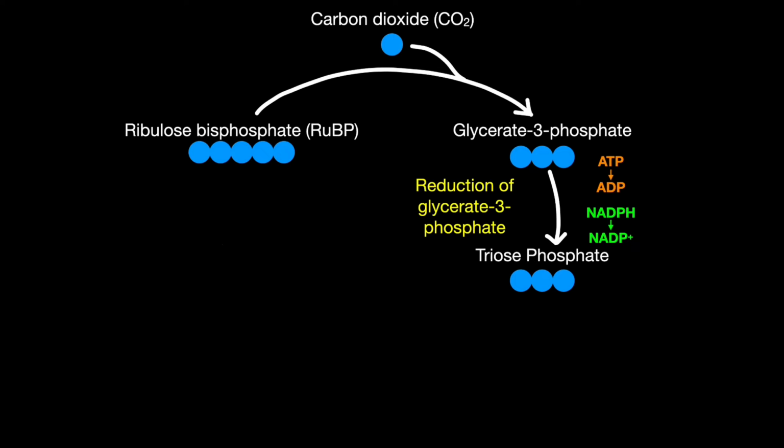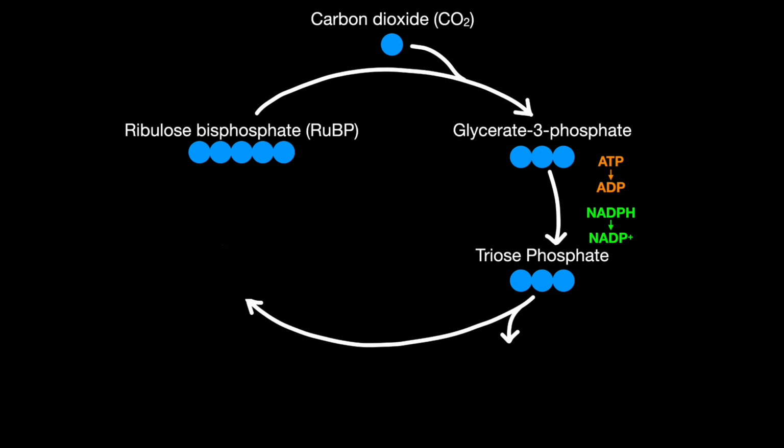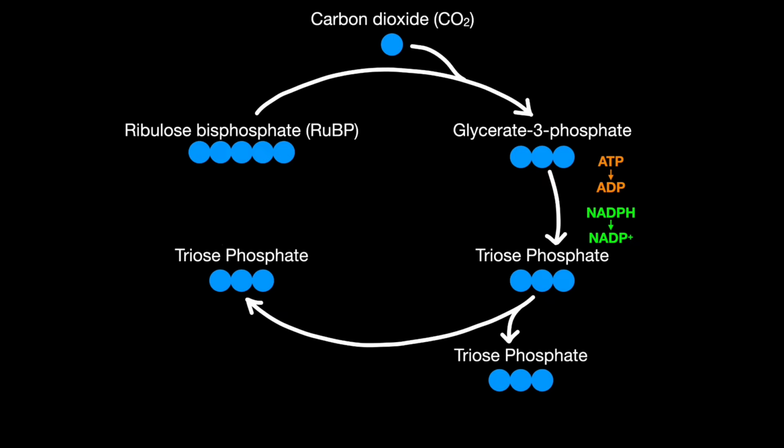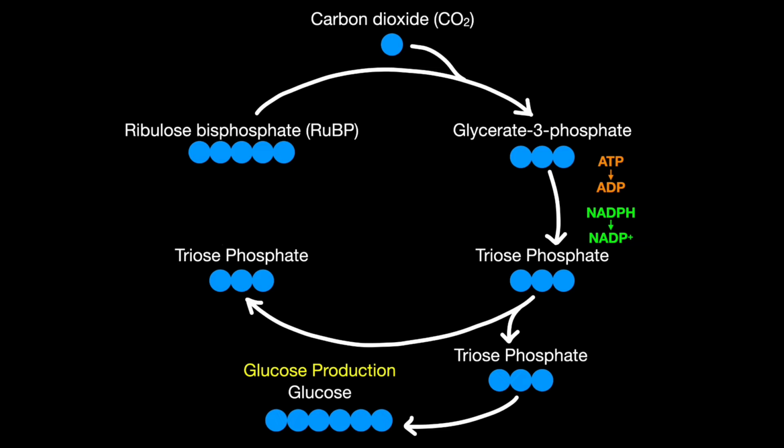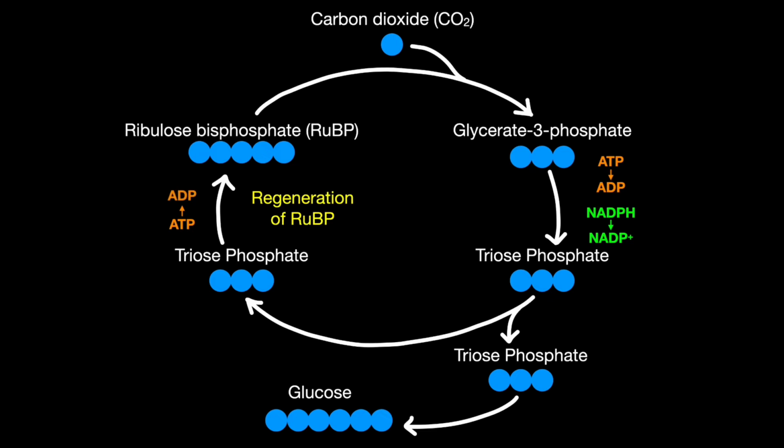Of the triose phosphate, some of it is removed from the cycle, while the rest of it is used to continue the Calvin cycle. That which is removed from the cycle is ultimately used to form glucose, which is our primary objective in photosynthesis. The rest of the triose phosphate is used to regenerate RuBP so that the Calvin cycle can continue. This again requires ATP, which is broken down into ADP.